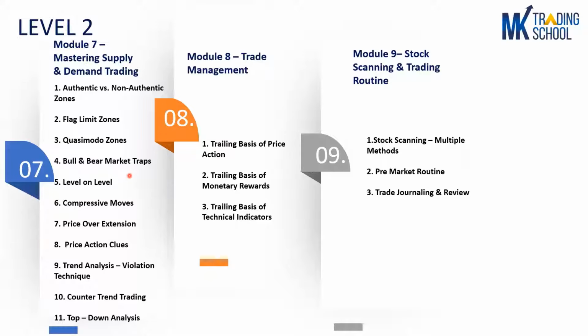So the way the course is planned, level 1 gives you a complete understanding of the strategy. Level 2 will help you master it. So this will improve the probability of your trades. It is not that this is something totally different. It is an extension to level 1. All these concepts are covered in level 2.